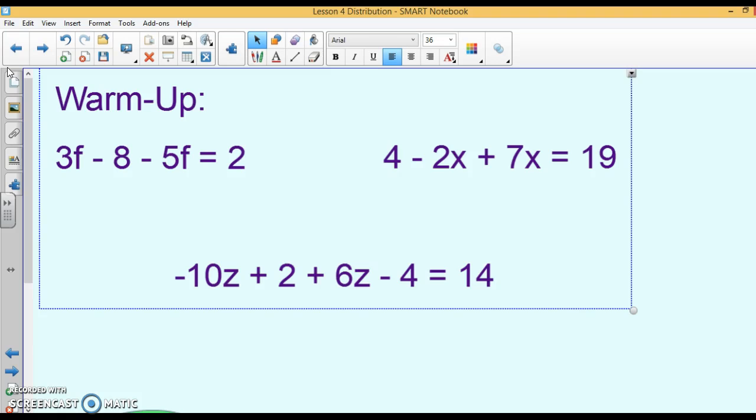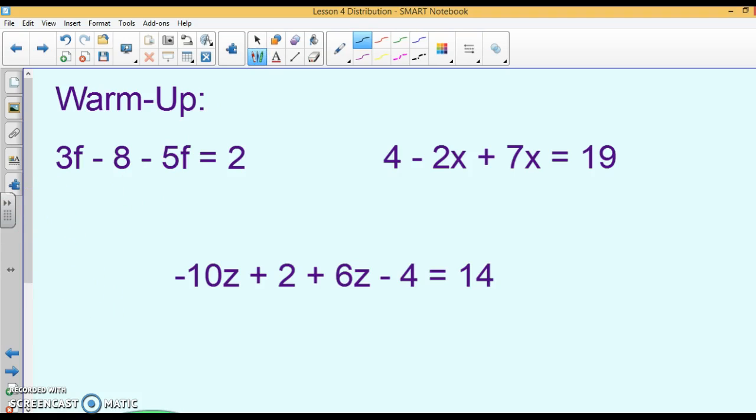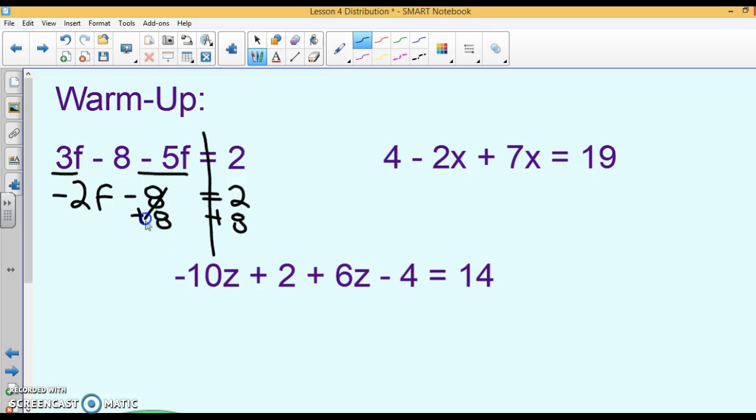So if we start out with the first one, we look at our 3f minus 8 minus 5f equals 2. If we were to combine these, we see that we have 3f and a negative 5f. Always remember that sign in front. If I was to combine those, I would get negative 2f minus 8 equals 2. And then I can just add 8 both sides. I'll get negative 2f equals 10. Divide by negative 2 on both sides. And I'll get f equals negative 5 for my first one.